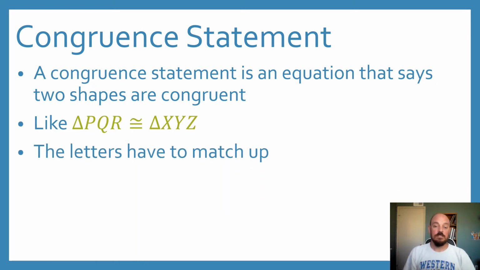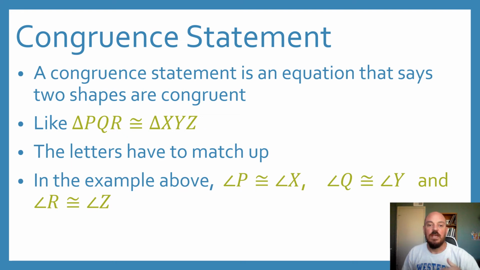Now, what's important for a congruence statement is that you don't just throw the letters in there. You don't just say, okay, there's a triangle ABC, there's a triangle RST, they're congruent, so I'm just going to throw the letters in there. The letters have to match up. And what I mean by match up is when I say the first letter here is P and the first letter here is X, those two angles have to be a match. Those have to be congruent.